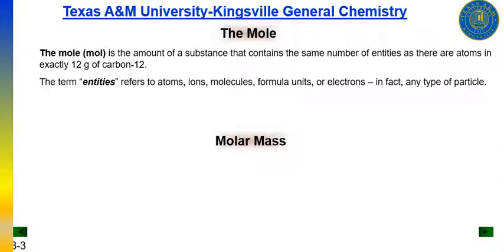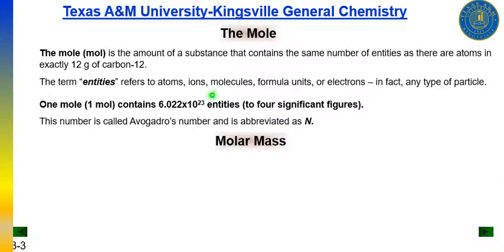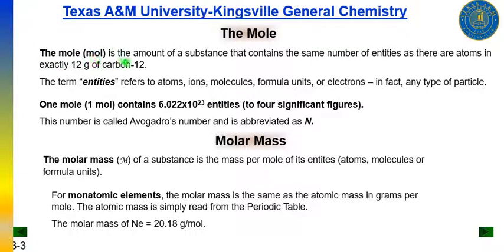The first topic, moles. The mole is the amount of a substance that contains the same number of entities as there are atoms in exactly 12 grams of carbon-12. You use the carbon-12 isotope as your standard. Measure 12 grams. This amount is equivalent to 1 mole.